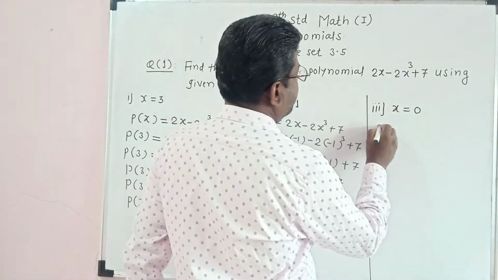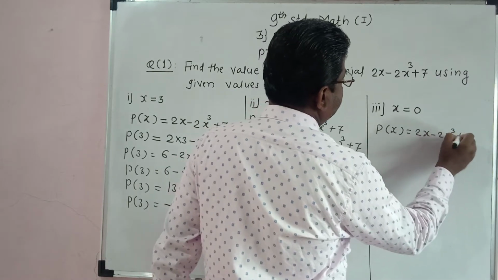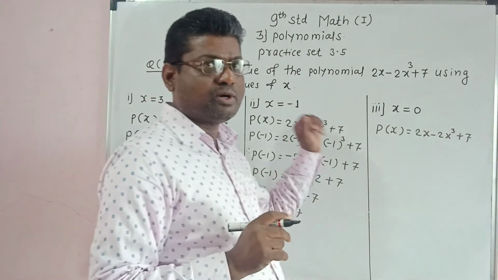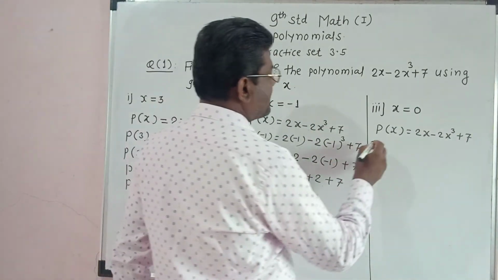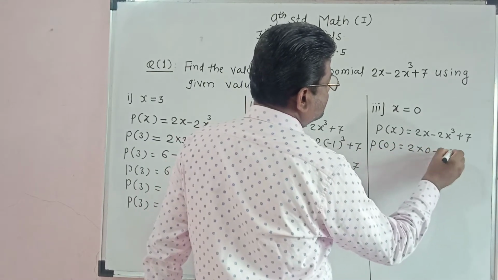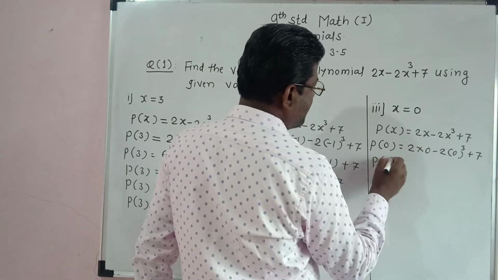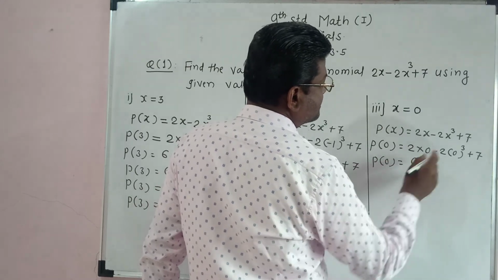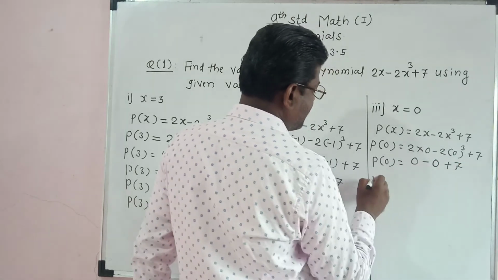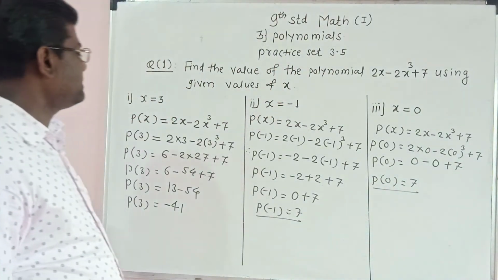Now p of x is equal to 2x minus 2x cube plus 7. So we have to find the value of this polynomial at x is equal to 0. Therefore put x is equal to 0. P of 0 is equal to 2 into 0 minus 2 into 0 raised to 3 plus 7. Therefore p of 0 is equal to 2 into 0 is 0 minus 2 into 0 raised to 3 is 0 plus 7. Therefore p of 0 is equal to 7.